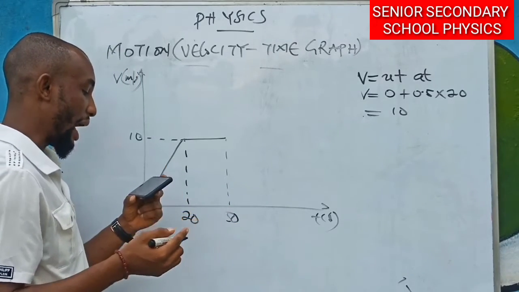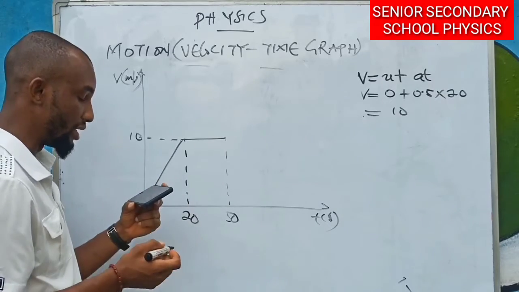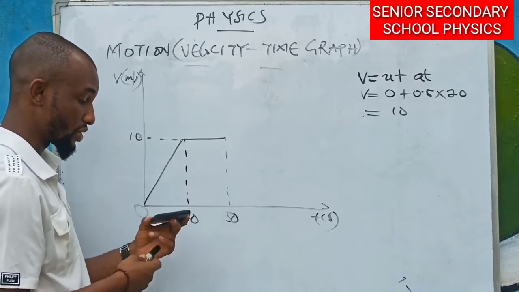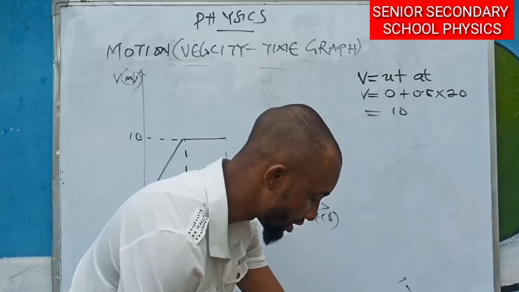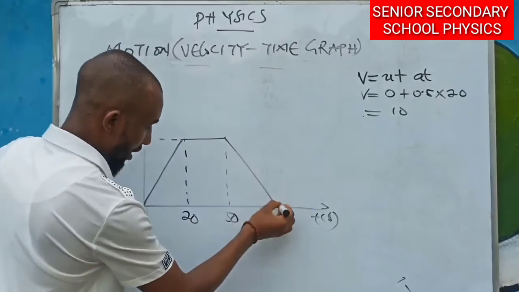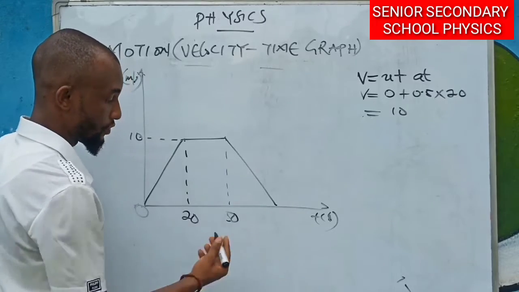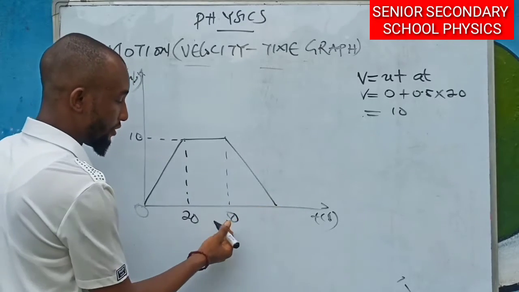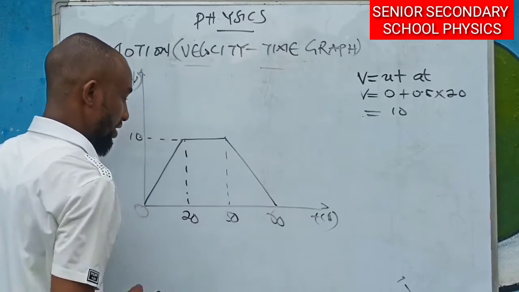Now the brakes are then applied so that a uniform retardation is obtained in a further 10 seconds. Uniform retardation obtained in a further 10 seconds. Now for uniform retardation, we just have this. In a further 10 seconds, for our time region, we add 10 plus 50 will give us 60.